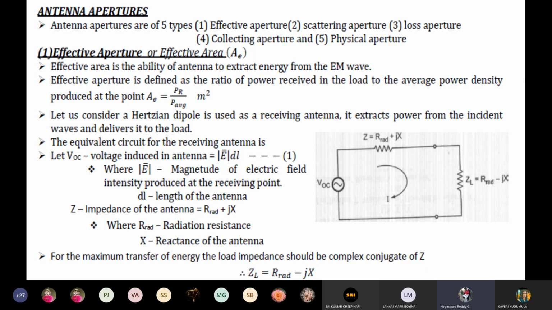So the load impedance is always the complex conjugate of the source impedance: the source is R_rad plus jX, and Z_L is equal to R_rad minus jX. At that time only, maximum power is delivered to the load, according to the maximum power transfer theorem in circuit theory.